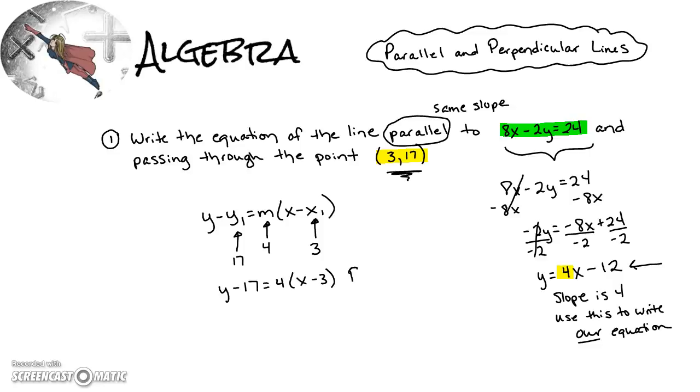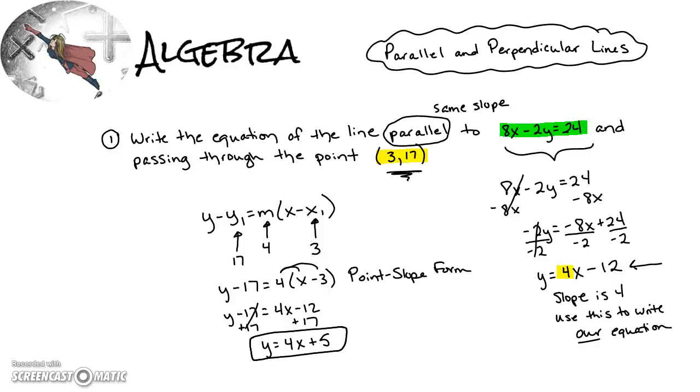And if it's okay to leave your answer in point slope form, just circle this. But if you have to change it into slope intercept form, then we're going to do this. y minus 17, distribute the 4, so that equals 4x minus 12, and then just add 17 to both sides so that y is alone. So y equals 4x plus 5. And that would be the answer if you need to have it in slope-intercept form. So I'll just label that. Okay, so that's an example of writing a line that's parallel to another line.